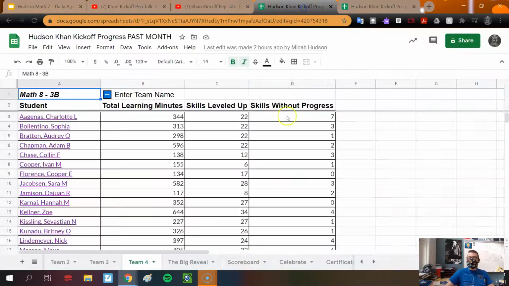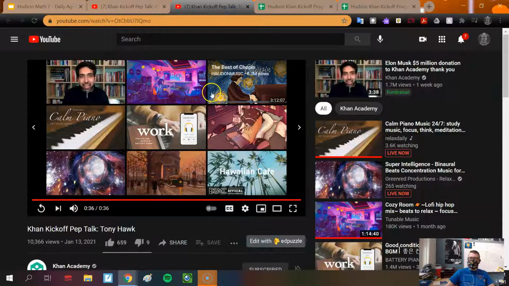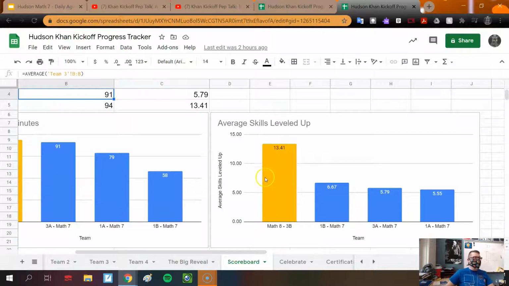In the past month, you guys blew Math 7 out of the water. Now, here's where this isn't fair technically. You guys are doing different work, right? I'm assigning you different stuff. It takes a different amount of time. It gives you a different amount of skills leveled up. So it's not fair for you guys to compete with Math 7. But I'm a dummy and did not realize that until I set this all up for this week.